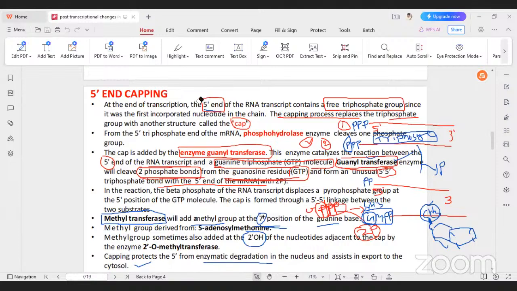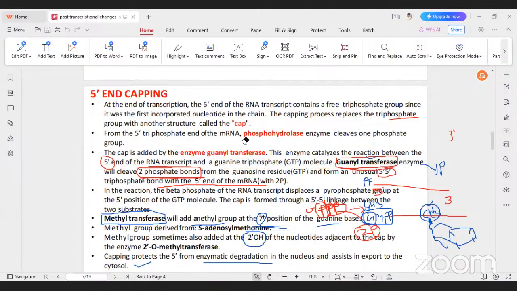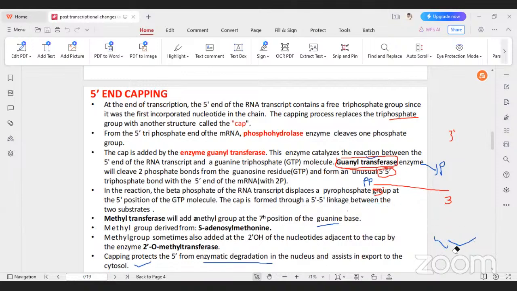Any doubt in this 5' cap? No, sir, it's clear. But in our book, it's not clear. Please add this point. Okay, sir.